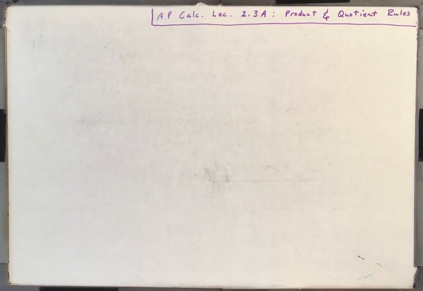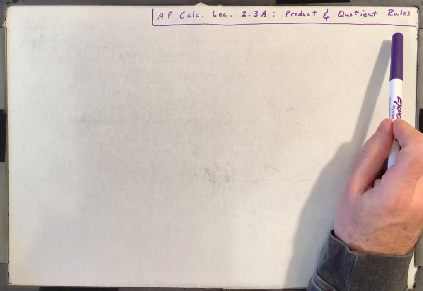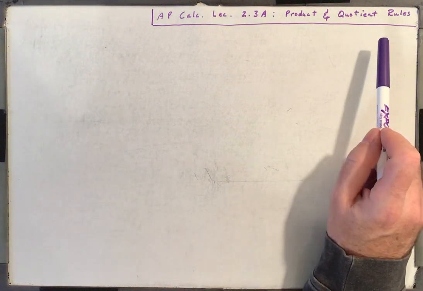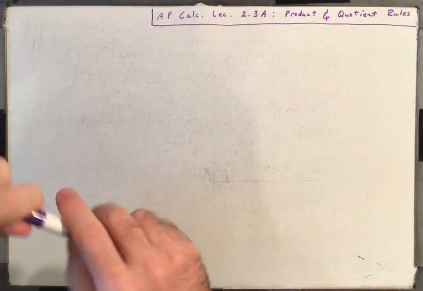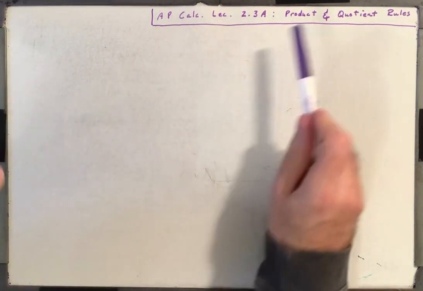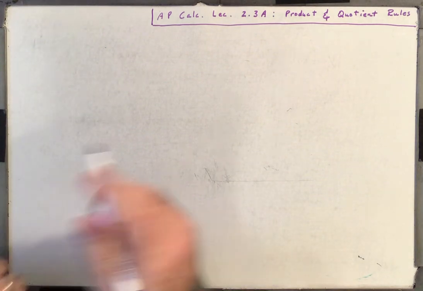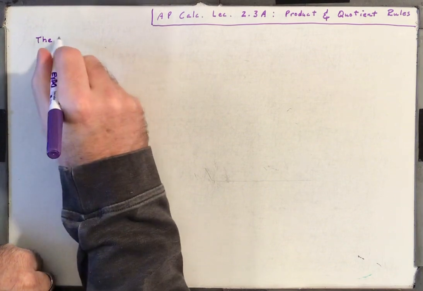Hello there. Welcome to AP Calculus Lecture 2.3a, where we go over the product and quotient rules. This is a way to take derivatives, shortcuts, so that we don't have to use the definition of the derivative. We're going to use the power rule a lot within the product and quotient rules. These rules are great because they save us a ton of time.